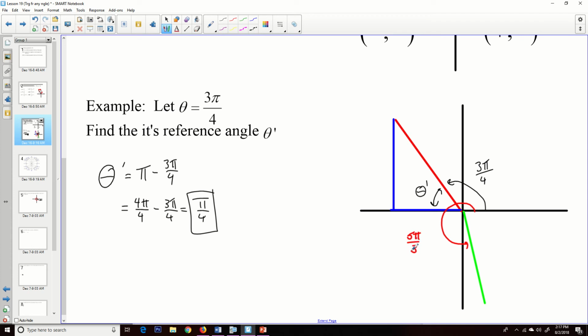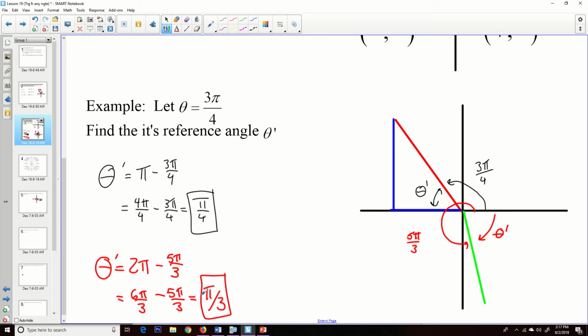Well, this reference angle, theta prime, will be the acute angle from the terminal side, in this case this green side, and the horizontal x-axis. So this angle right here is now the theta prime. In that particular instance, theta prime equals 2 pi minus 5 pi over 3. And 2 pi is 6 pi over 3, since 6 divided by 3 gives me the 2. Minus 5 pi over 3 gives me just pi over 3.